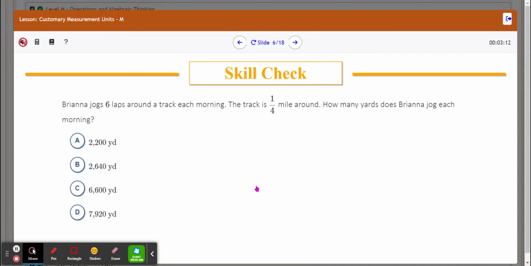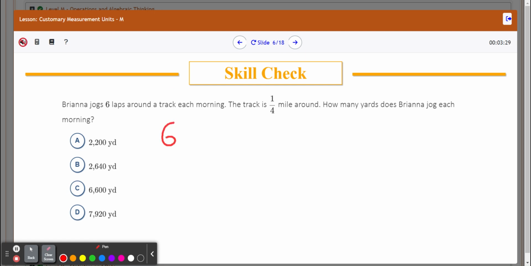Let's look at an example. It says Brianna jogs 6 laps around a track each morning. The track is 1/4 mile around. How many yards does Brianna jog each morning? Well, first things first, we have to figure out how many miles she runs.